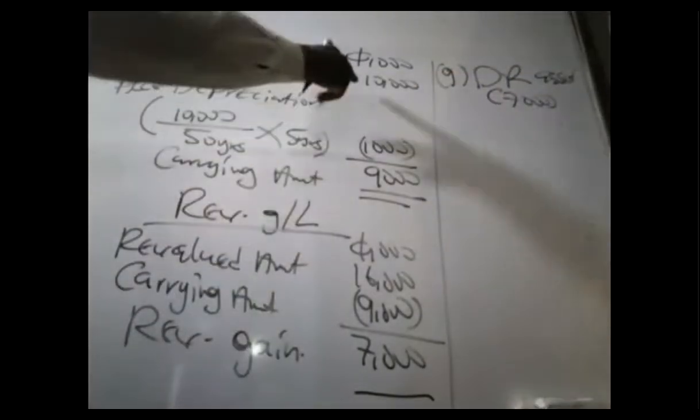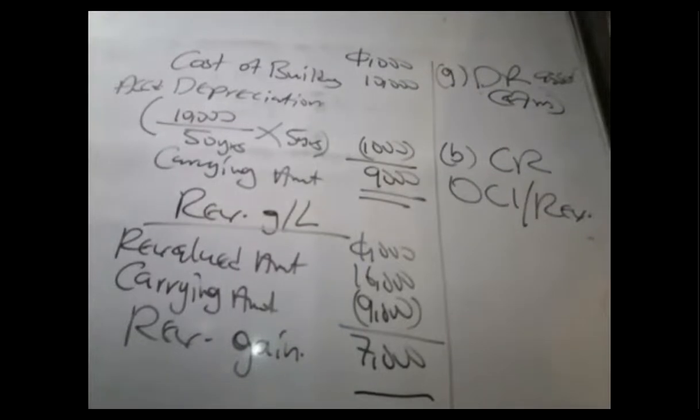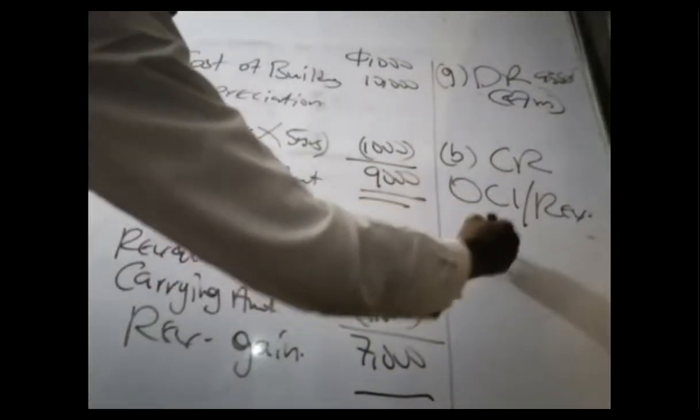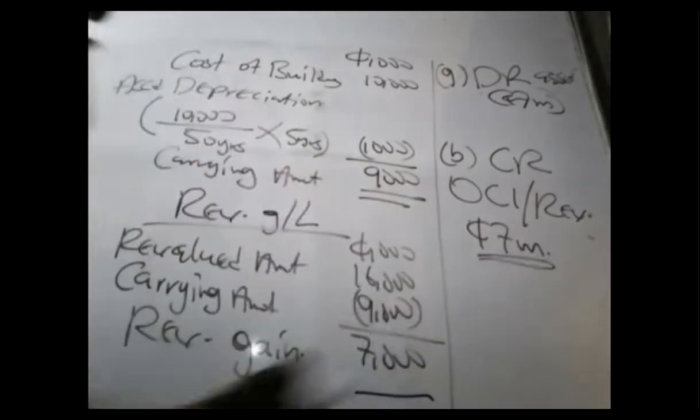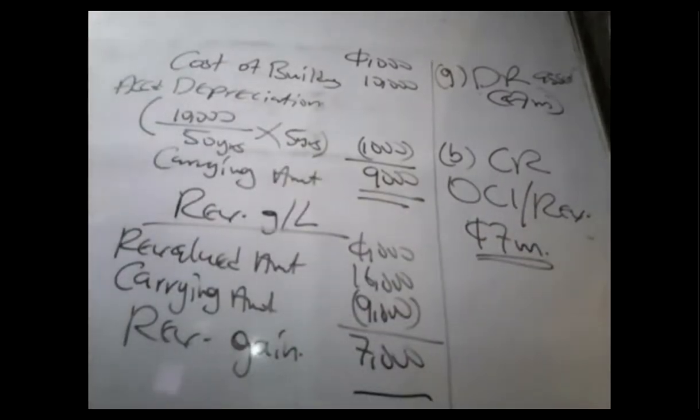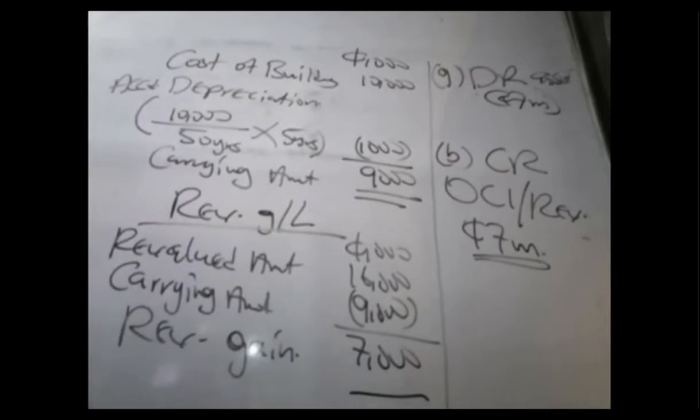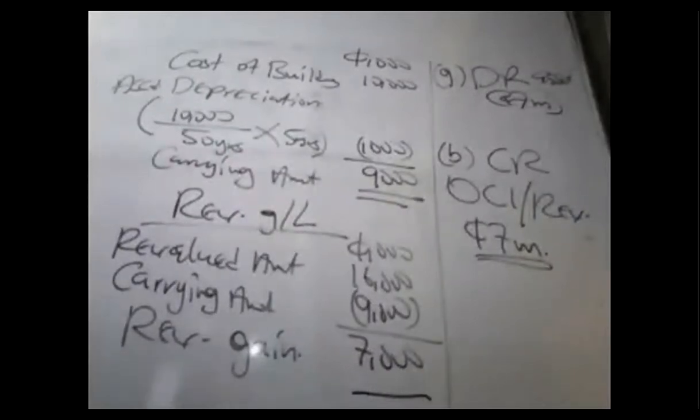So the asset is debited with 7,000. It should be 7 million, so let's take note of that. Then, credit OCI, or the revaluation surplus or capital surplus, with 7 million. That is all. If you're able to do this, you have scored yourself up to 3 solid marks.